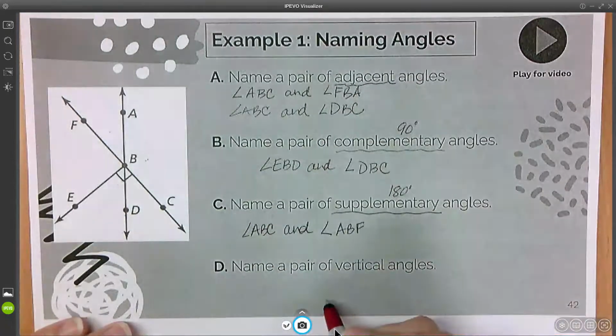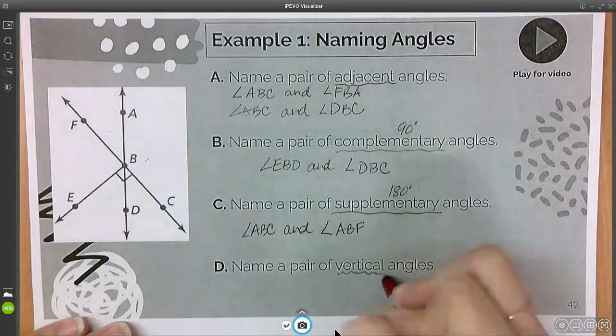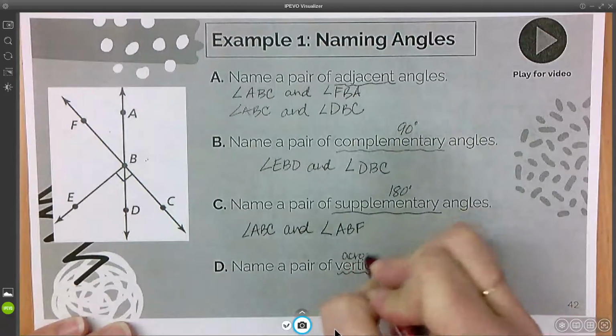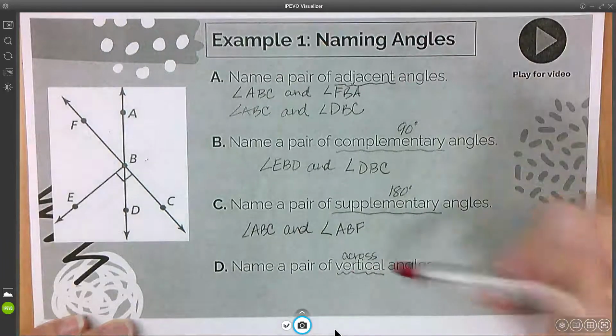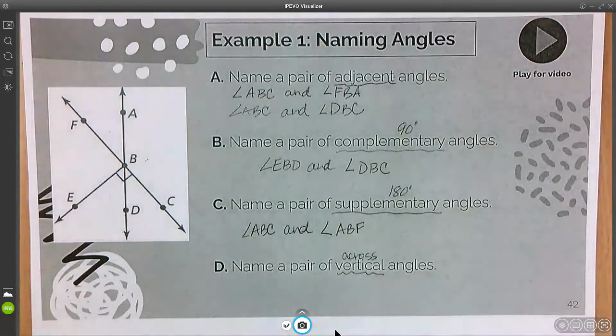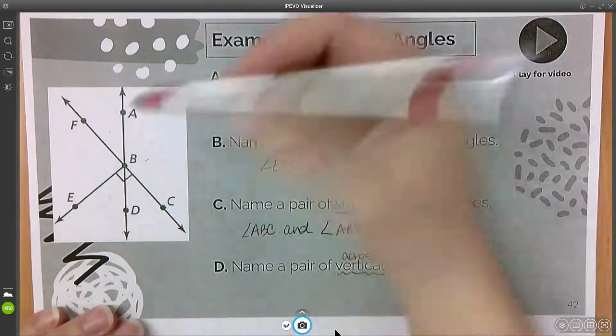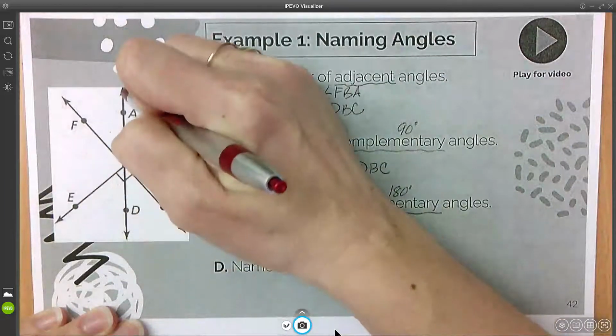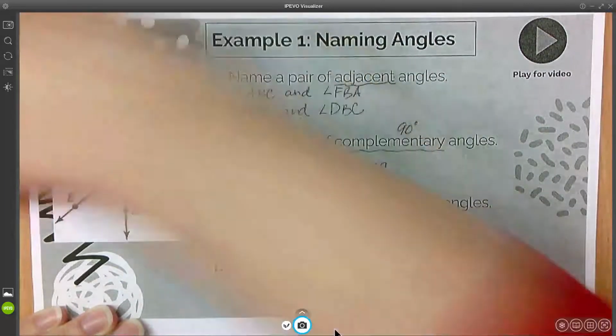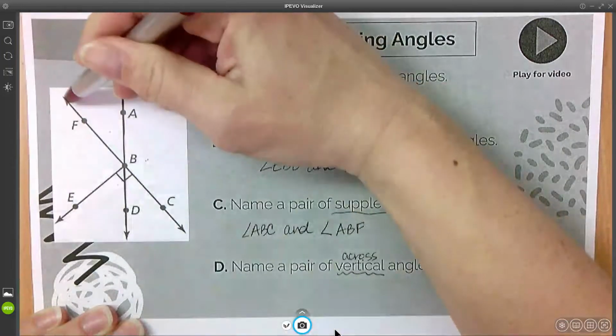And then a pair of vertical angles. Vertical means across from one another, across the vertex. With adjacent angles, we're jumping over a ray, and with vertical angles, we're jumping over a vertex. To have vertical angles, we need to have a pair of intersecting lines. So this is one intersecting line right here, and this is the other right here.